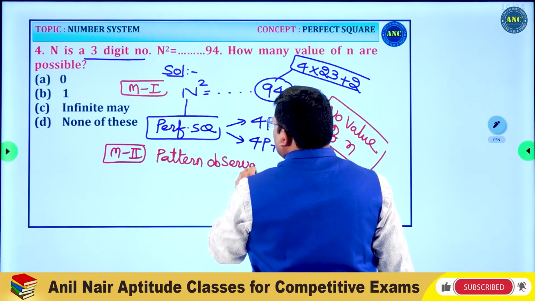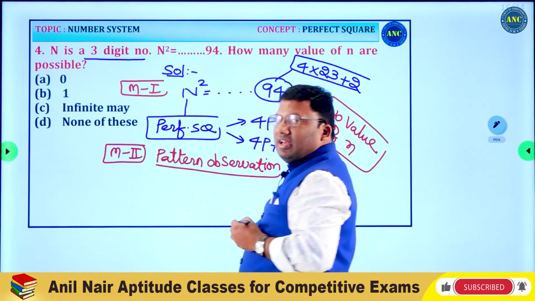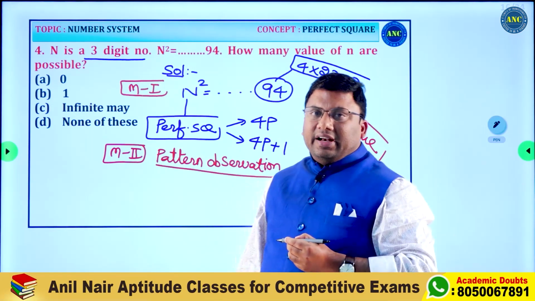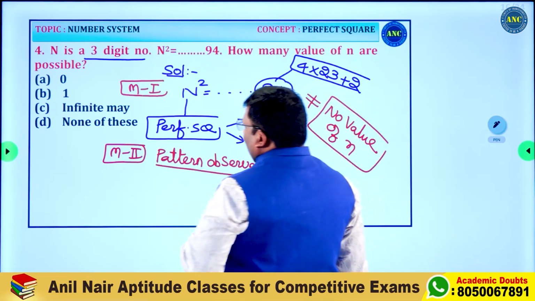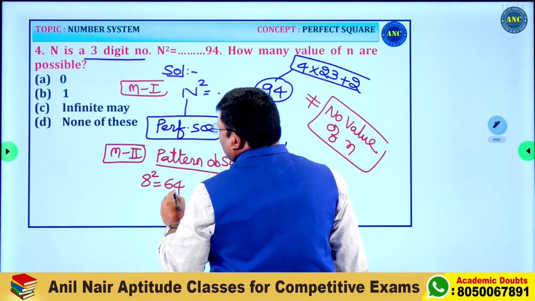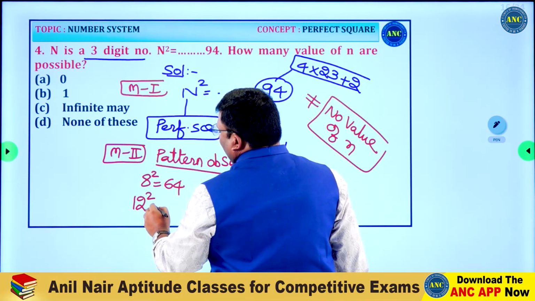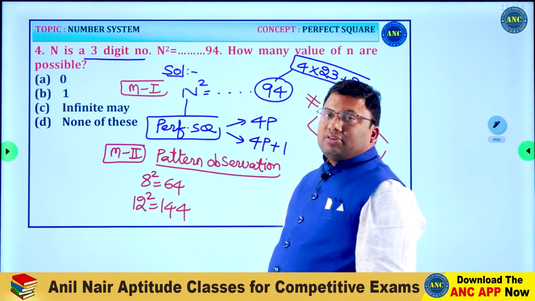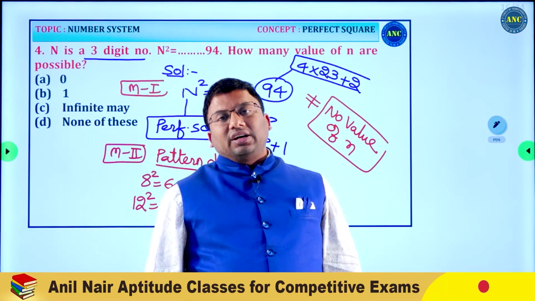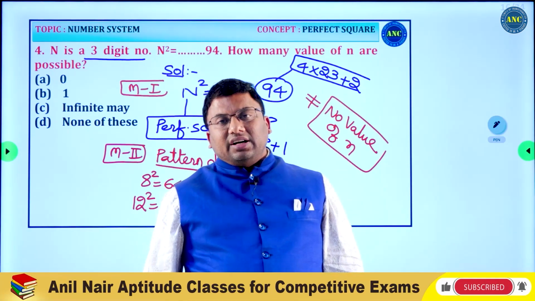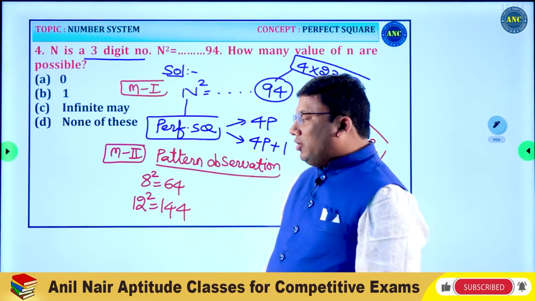Sir, what is this pattern observation? N square is ending with which number? 4. What is the nature of a perfect square ending with 4? 8 square is 64. 12 square is 144. Tell me some other perfect squares ending with 4. 18 square is 324. 22 square is 484. 28 square is 784. 32 square is 1024.